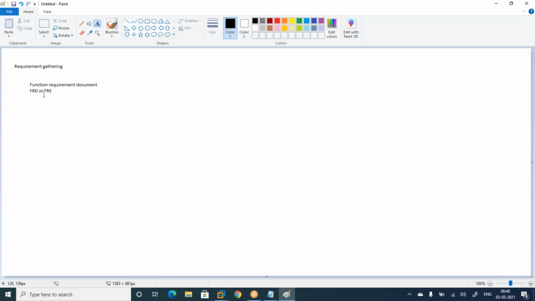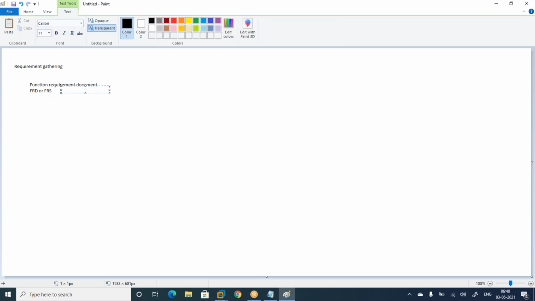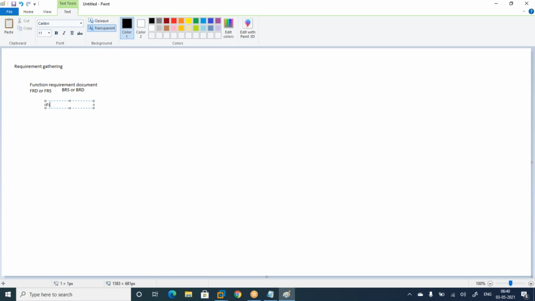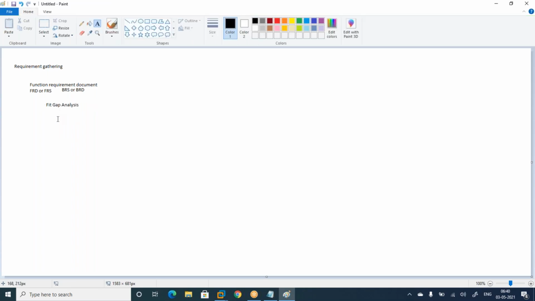This is also sometimes called business requirement document, or sometimes a thin layer between this one and this one: BRS, business requirement specifications, or BRD, business requirement document. Okay, what is the thin layer? I will discuss with you later. So this one: functional requirement document, functional requirement specifications, business requirement document. Next one is fit gap analysis.